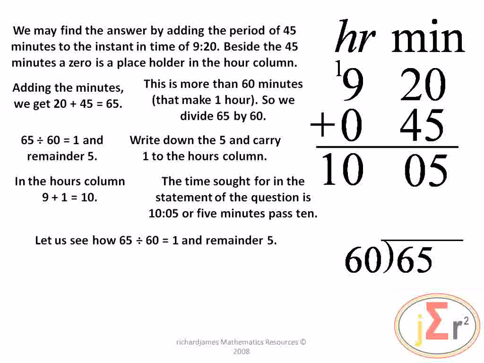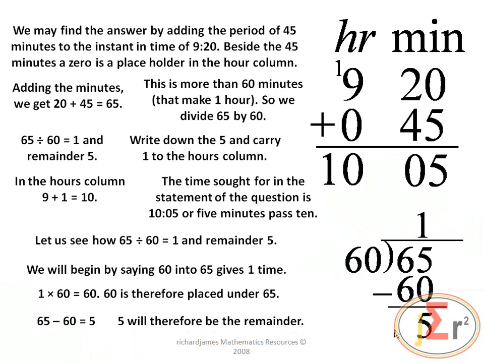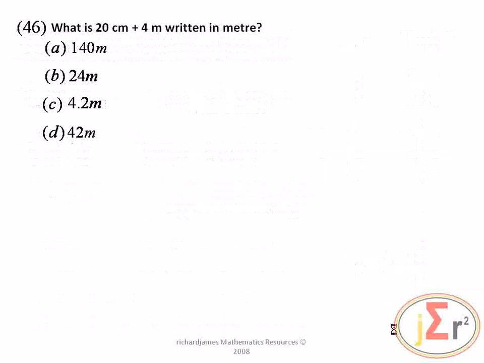So let us see how 65 divided by 60 is equal to 1 and remainder 5. We begin by saying 60 into 65 is 1, and then 1 multiplied by 60 is equal to 60. That we will subtract from 65, and the result is 5. And that is how we arrive at 1 hour and 5 minutes, or 1 and remainder 5. 5 will therefore be the remainder.